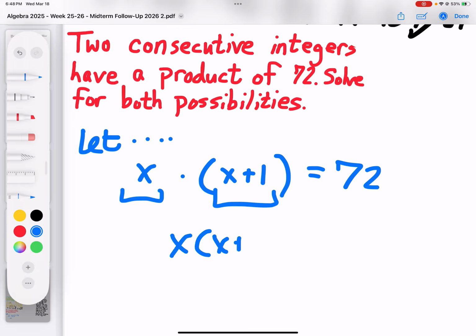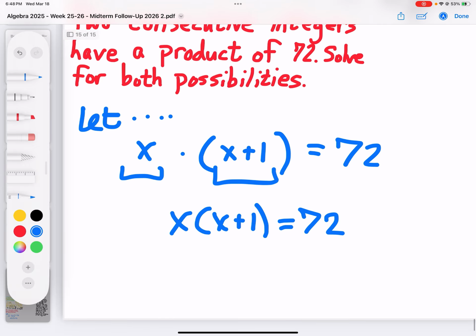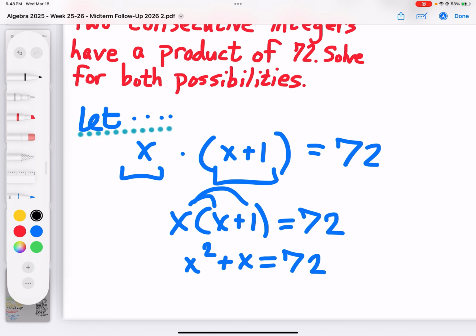Writing that in a more normal way, that would look like this, where we would then distribute: x times x is x squared, x times 1 is x. And again, like we were getting kind of stuck here, but we can solve these in our sleep. 99% of the time, you want the quadratic to be equal to 0.